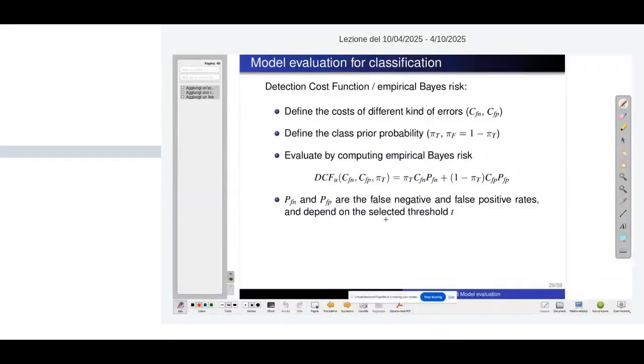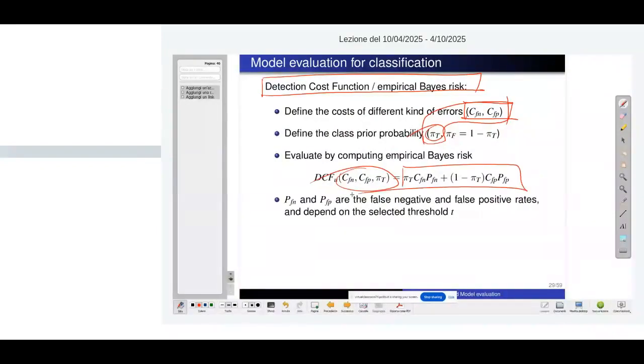So how do we compute the empirical Bayes risk? We have a data set. If it's a binary problem, we define the cost of the two different kinds of errors. We define the class prior. These three define the application for which we are computing the error. Error cost plus prior gives us a way to compute the empirical Bayes risk, or detection cost function, for the binary problems for this task.